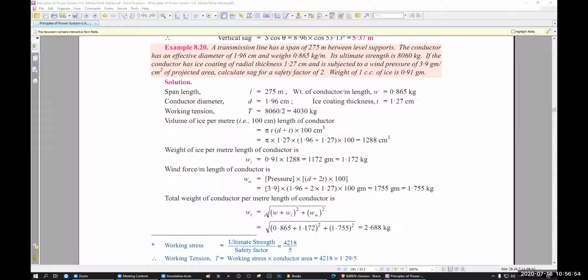Now from here, you can find the WT, that is total W, is equal to root over W plus Wi whole square, plus Ww square. So 0.865, 1.172 whole square plus 1.755 whole square, 2.688 kg. Okay. Sir, where is the value of the pressure found, sir? 3.9. Okay, it is given in the question. Yeah, you can see. Yes, sir. Wind pressure. So you can find the WT.